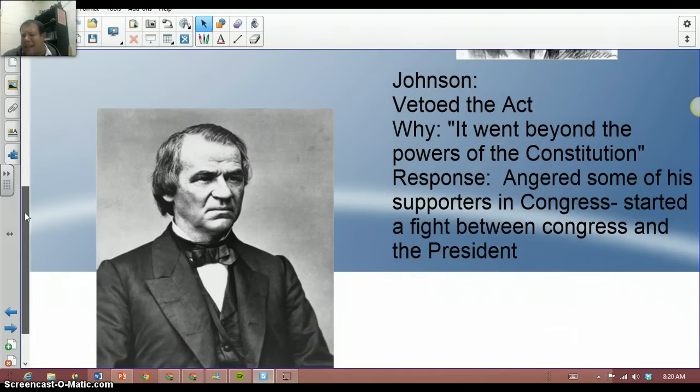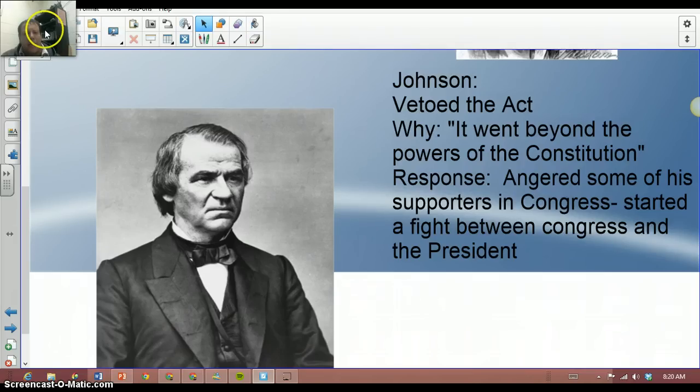Now, the response is that it angered a lot of his supporters in Congress. The guys in Congress that wanted this law to be passed got mad about it and really started this big fight between Congress and the president. If you remember from government class, laws have to be passed by Congress, then okayed by the president. If the two can't work together, then things don't work out so hot. And things weren't working out so hot this time.